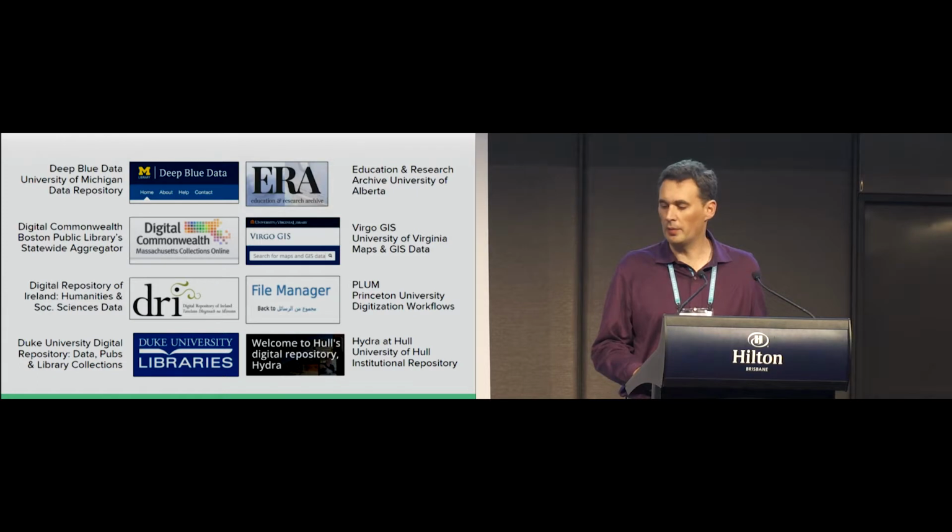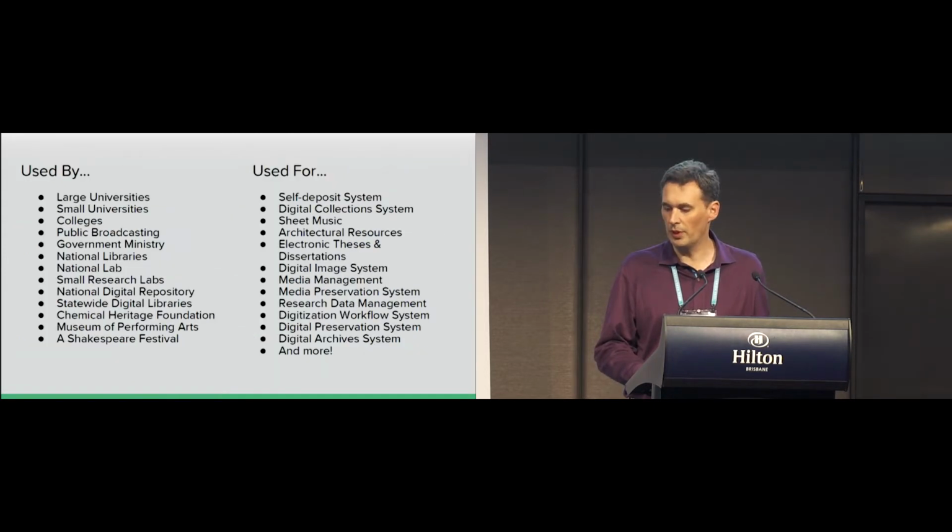These have been combined to produce many different types of applications. So some of the different ones that we have to showcase, we have data repositories, we have statewide aggregators, we have digital repositories that include digital library collections, institutional repository content and publications. We have electronic and research archives. We have customized environments around things like GIS or media. Princeton University has a fantastic digitization workflow Samvera application called Plum. And we have just the traditional institutional repository.